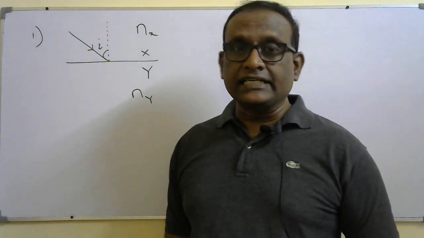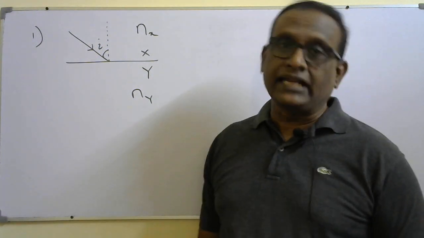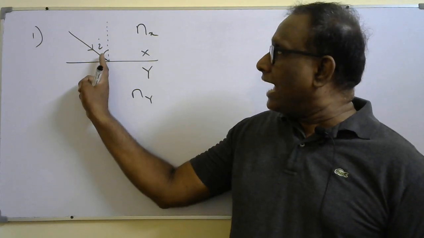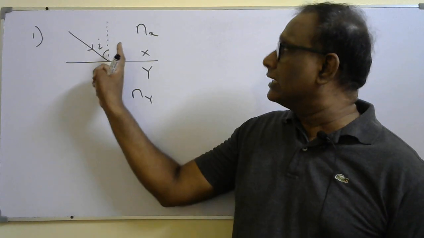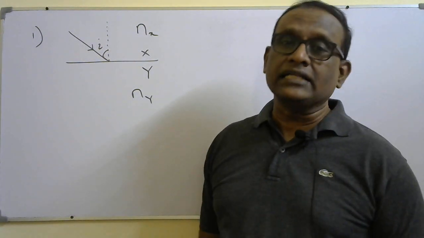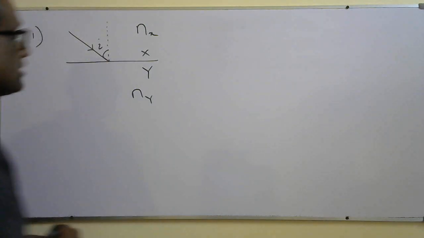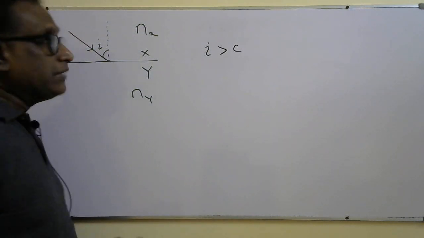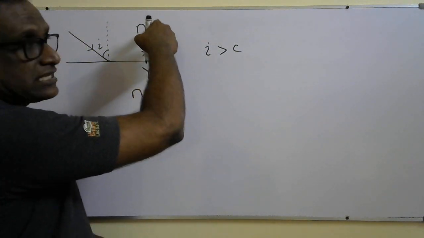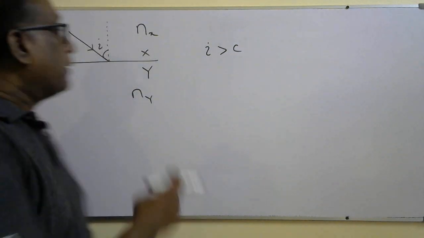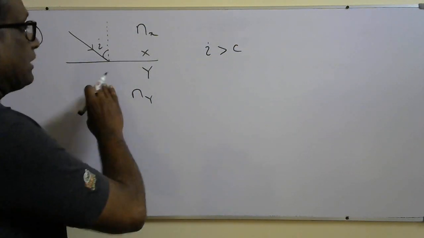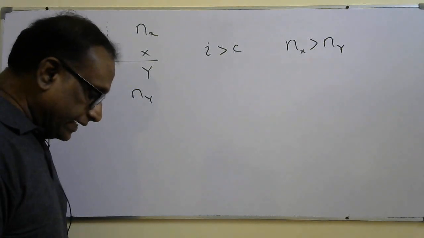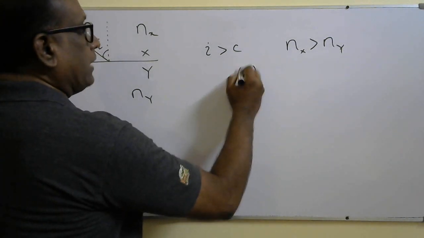That's the first condition. The second condition: the angle of incidence must be greater than the critical angle. Otherwise, there will be refraction and partial reflection. So, if the angle of incidence is greater than the critical angle for the boundary of media X and Y, then total internal reflection will happen. So the conditions are: the angle of incidence must be greater than the critical angle for the boundary X and Y, and the refractive index of X must be greater than the refractive index of Y. Then only the material X will become optically denser than the material Y. So Nx must be greater than Ny. The correct answer is A. Question number 1, correct answer A.